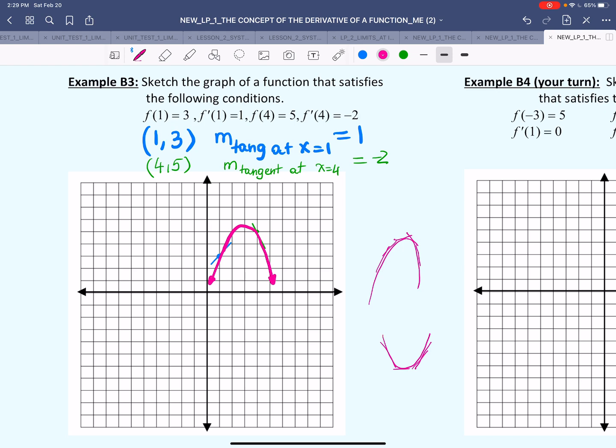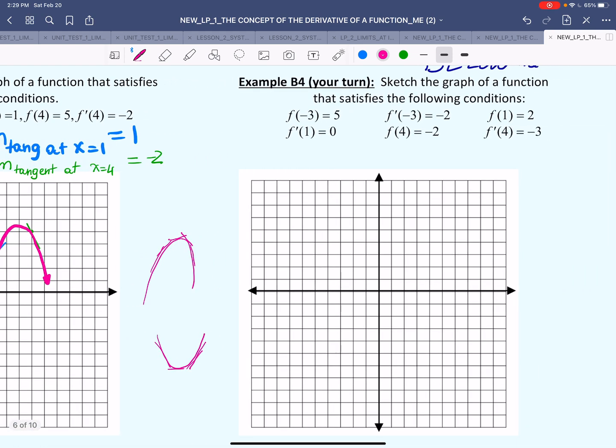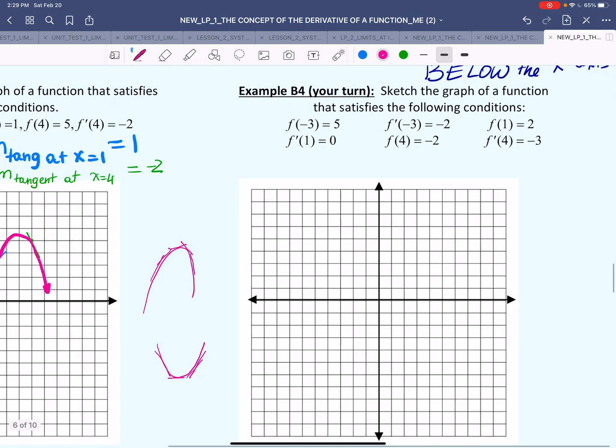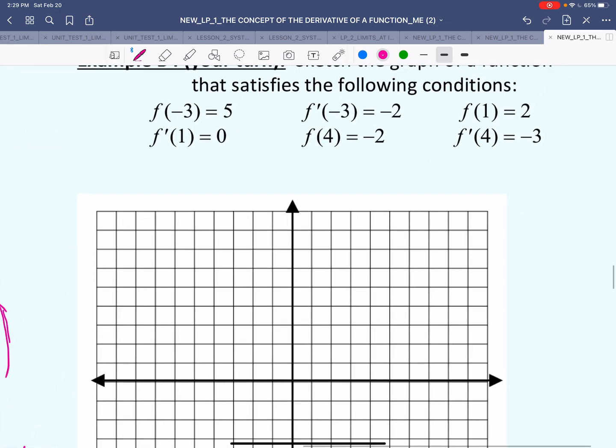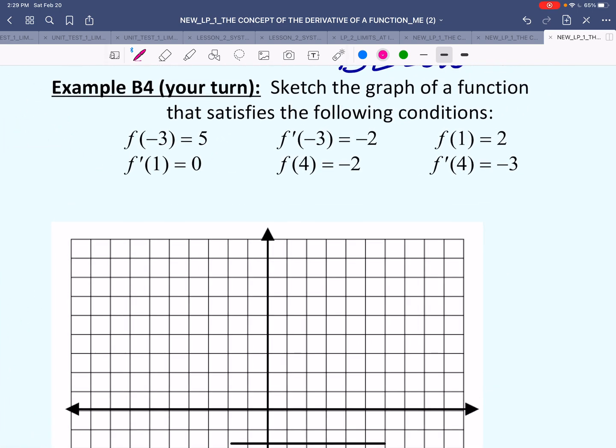Okay, so moving on to the next example, here we have more information given for the graph of this function. We know that f at negative 3 is 5, and f prime at negative 3 is negative 2. So what I'm going to do is locate this point first and draw the tangent at that point with the slope negative 2.